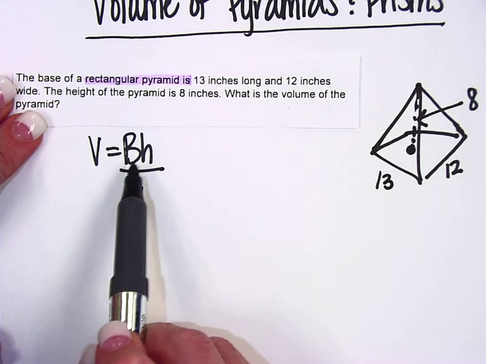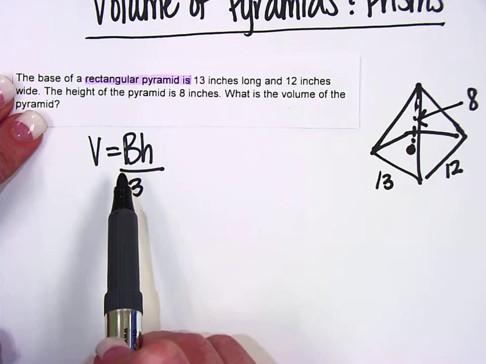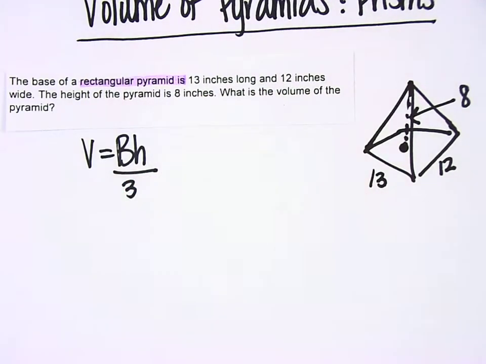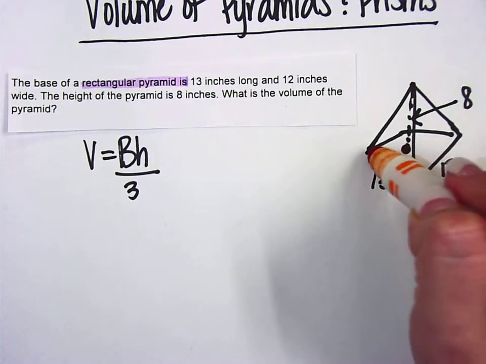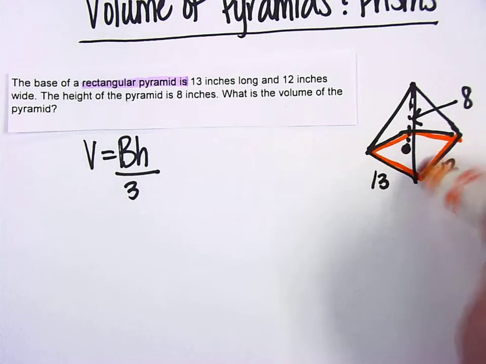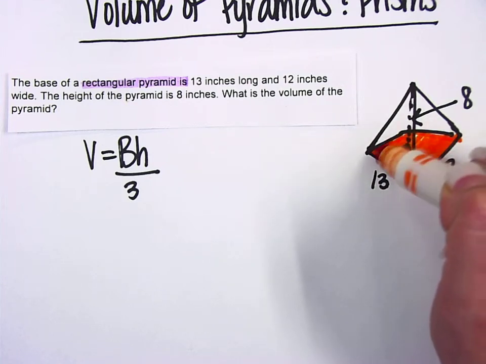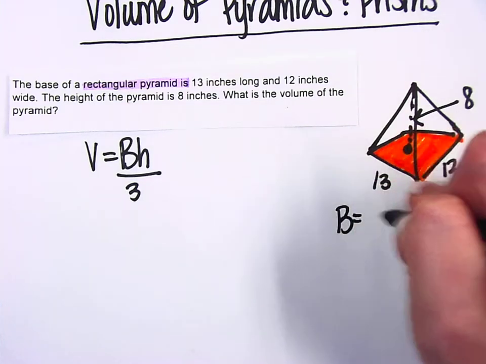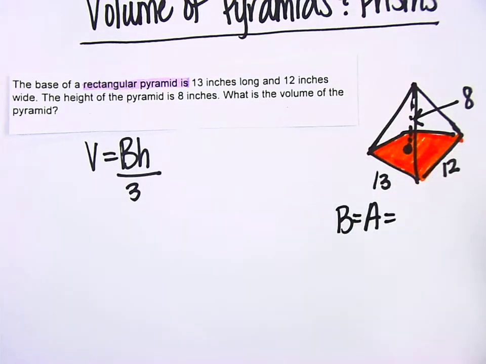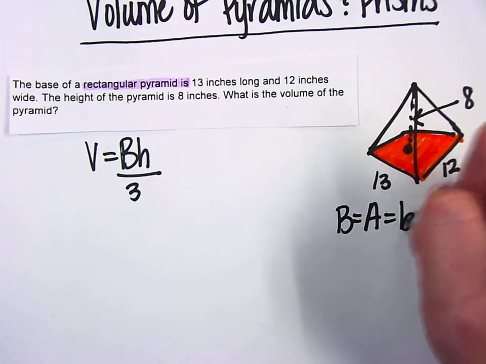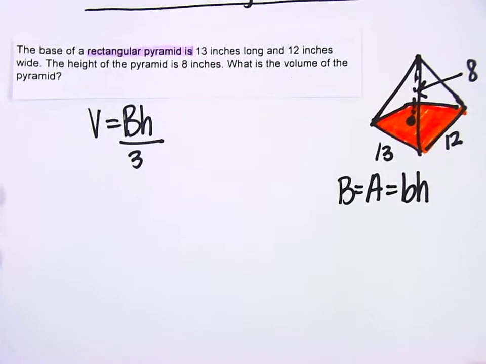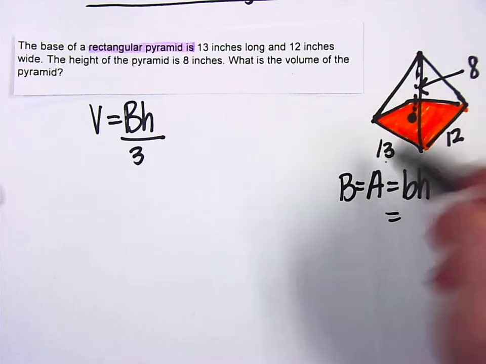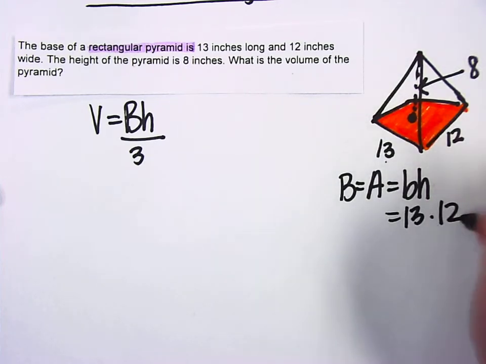But first I have to look at this big B. Remember that big B means area of the base. It's not base, it's area of the base. So you need to look at the base of our 3D shape, which is right here. Even though mine isn't perfect, it is a rectangle. Since this is a rectangle, we're going to use the formula for area of a rectangle to determine big B, because big B equals area of the base. The area of a rectangle is base times height. So my base is 13, and my height is 12.